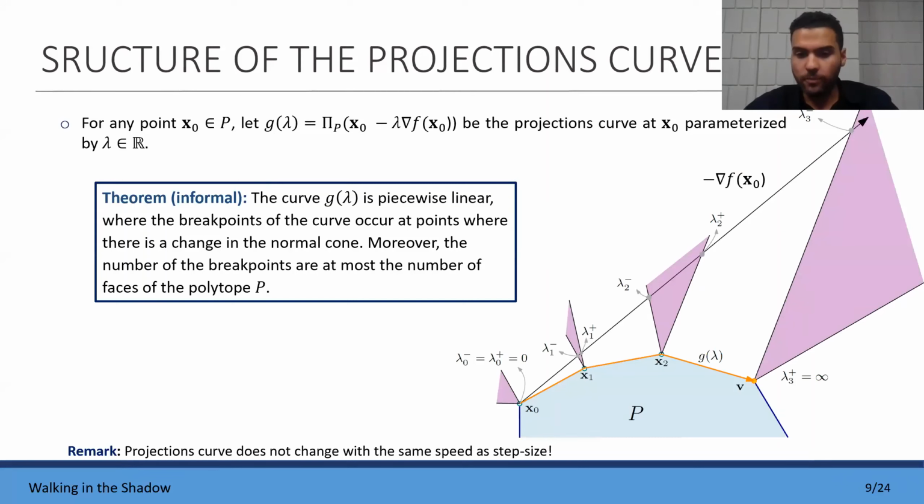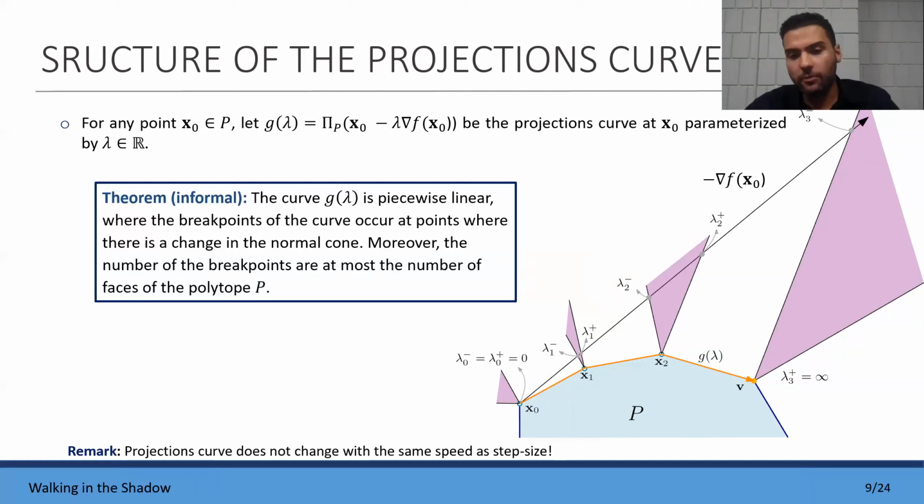So consider this polytope P. We start at x_0 and we consider the negative gradient at x_0. And we vary the step size along that direction. Now we see in this figure here that the projections curve is actually this orange curve in the figure, and we see here that it is indeed piecewise linear. So the first breakpoint is x_1, and we see that between x_0 and x_1 we have the first linear segment, and the normal cone is constant there. We only have one constraint that's active throughout.